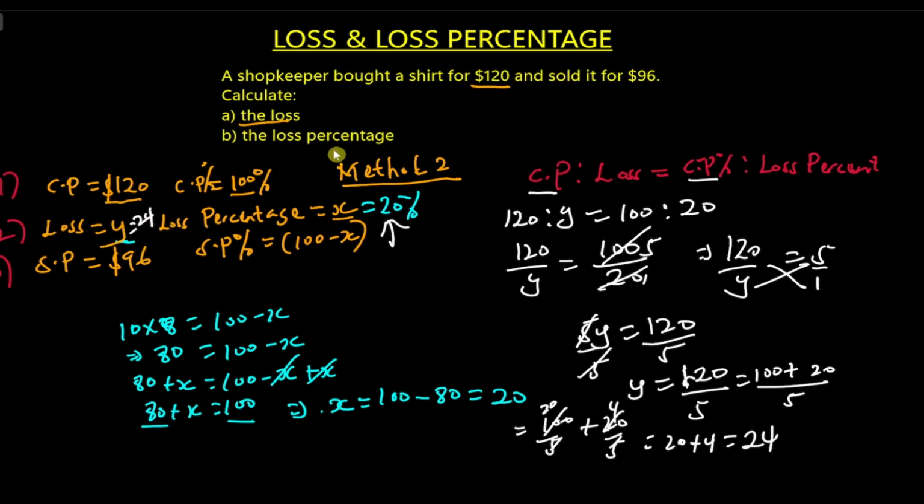So now finally you can just write your answers. The first one, A. So let's write A: therefore, the loss is $24, and B, the loss percentage is 20%. So this one doesn't require using the formula. It's just by knowing what you have and what you don't have, and then you can just follow what I just solved and get the answer.